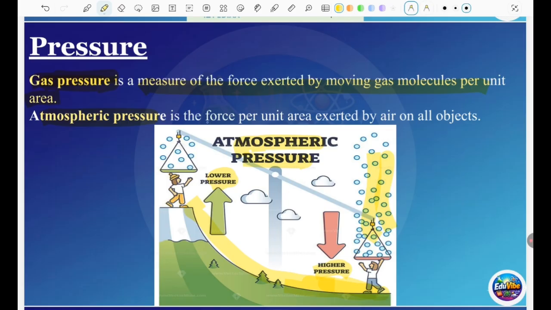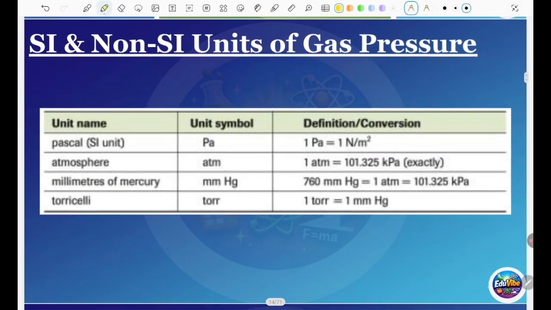The atmospheric pressure is the force per unit area exerted by the air on all objects. Where the air exerts force on any objects, it is called the atmospheric pressure. Gas pressure is basically due to the gas molecules only, while this one is from the air, so it's called the atmospheric pressure.